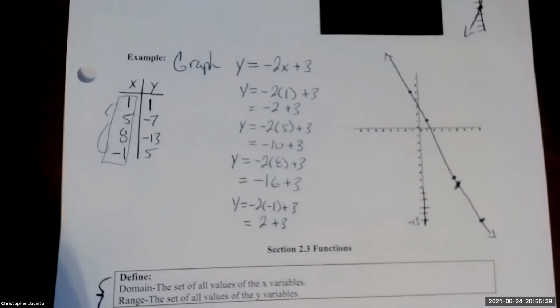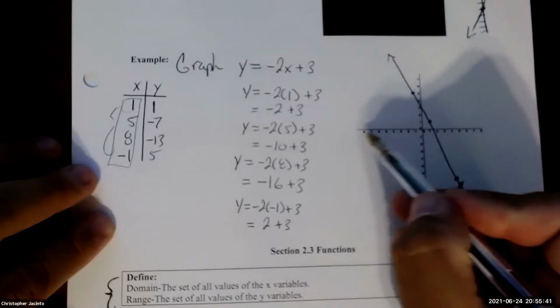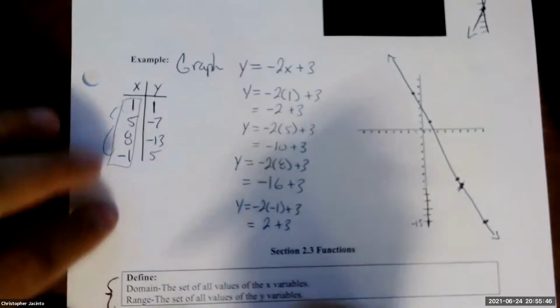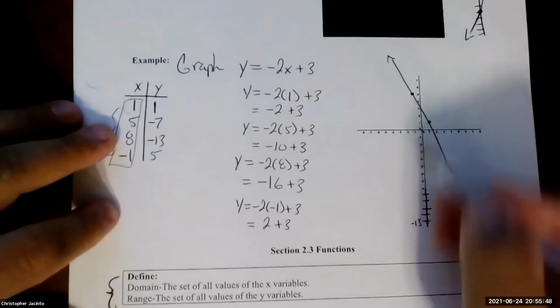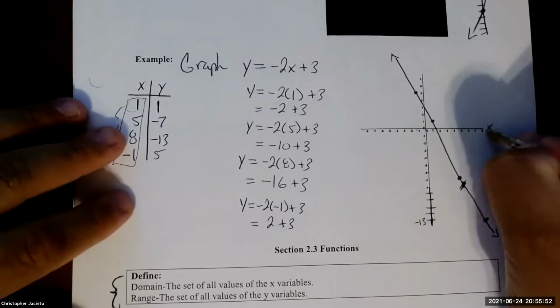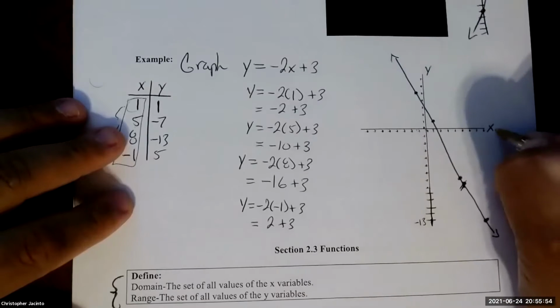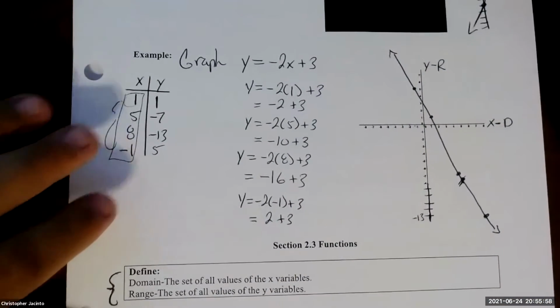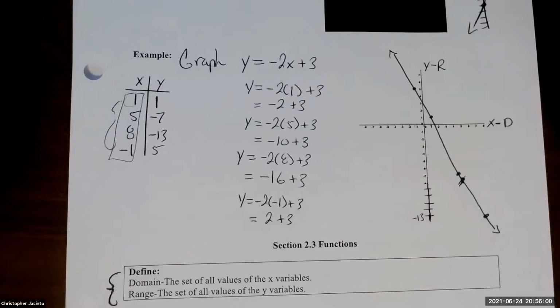So if I go back over here, the domain is all the x values that make this true, meaning I can plug in any x value that makes it true. And the range is all the y values going up and down. So on an xy plane, this is the x and the y, but I can also say this is the domain and this is the range as well. So they go hand in hand.